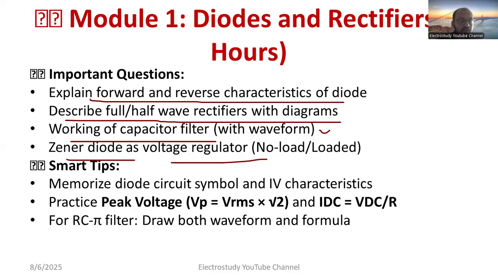The smart tips I would like to suggest: memorize the diode circuit symbol and IV characteristics. Also, you have to remember the formulas. V peak is nothing but root 2 into VRMS, or V maximum is equal to root 2 into VRMS. Then IDC can be written as the ratio of VDC by R. VDC means the DC voltage, and R is nothing but the load resistance. Then for the RC pi filter, draw both the waveforms and the formula.